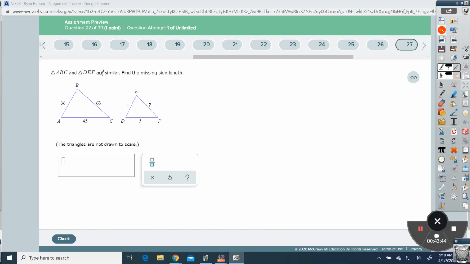So it says these triangles are similar. Find the missing side length. So this side, EF, is similar to BC, which is this side. So I'm going to say x over 63 equals, and now I can choose either one of these, 5 over 45 or 4 over 36, equals 5 over 45.